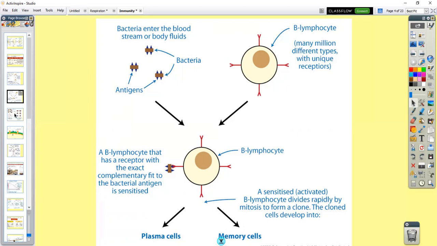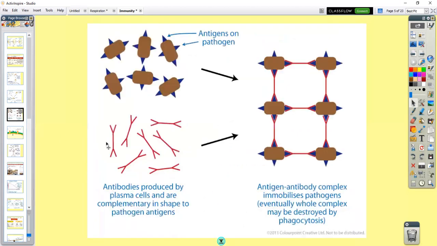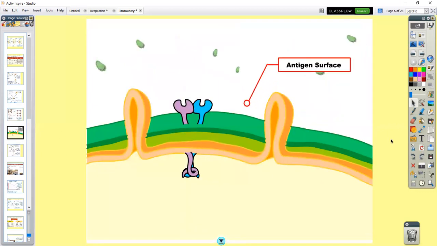In terms of the plasma cells, as we said, they produce antibodies. The antibodies then clump to the pathogens. Again, these antibodies are complementary in shape to the spikes of the virus or the bacteria. They will clump them together, and then macrophages come along and they can engulf them. And that's seen in the little animation which you can see here.